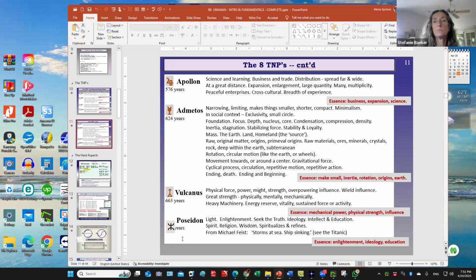That's why Jupiterian. Next is at a great distance, expansion, enlargement, a large quantity, many, multiplicity. You see the common thread. It's many, it's a lot. It's like Jupiter plus plus. Peaceful enterprise, a cross-cultural breadth of experience. So all of it is positive. And the essence: business, expansion, and science.